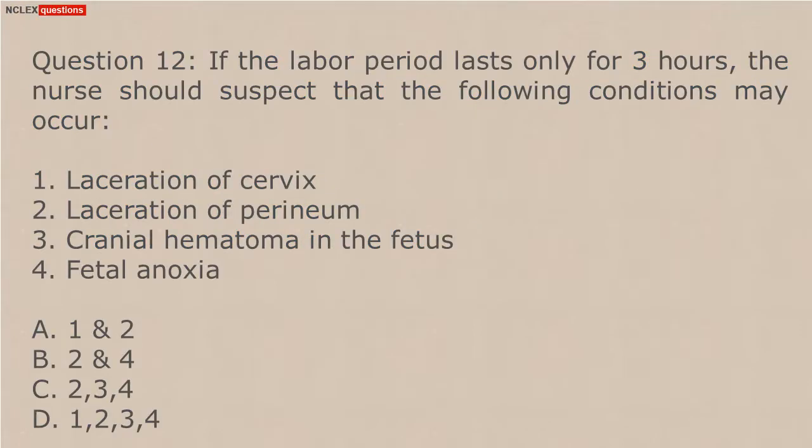Question 12. If the labor period lasts only for 3 hours, the nurse should suspect that the following conditions may occur. 1. Laceration of cervix. 2. Laceration of perineum. 3. Cranial hematoma in the fetus. 4. Fetal anoxia. A. 1 and 2. B. 2 and 4. C. 2, 3, 4. D. 1, 2, 3, 4.